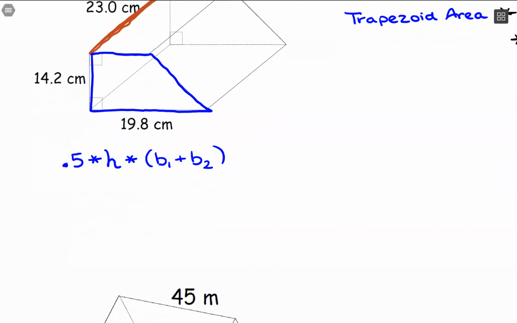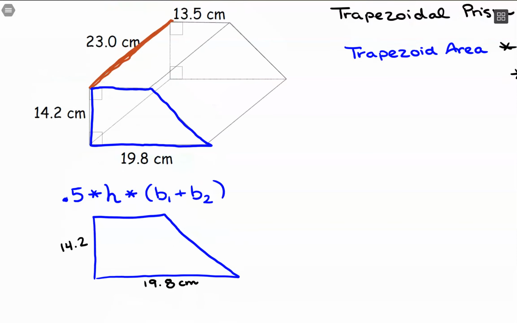Now for this, and I'll even redraw our shape here where we have 14.2 centimeters, 19.8 centimeters, and we also have this 13.5 centimeters. So in terms of labels to how it would match up with our formula, bases make up the parallel side, so we just need to call one base 1 and the other base 2. And then for height, that's where we have our perpendicular. So the perpendicular between those two sides, which would be that 14.2.